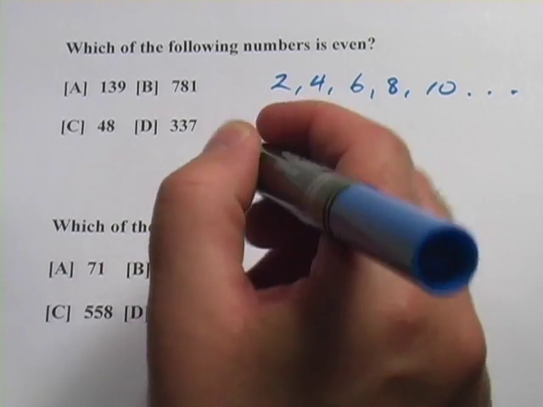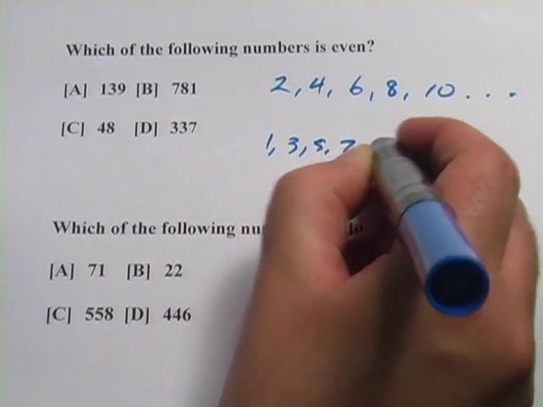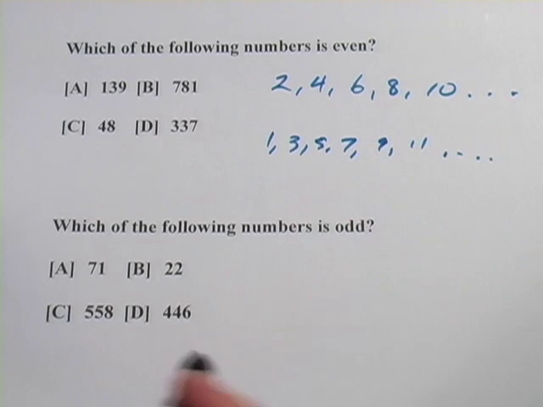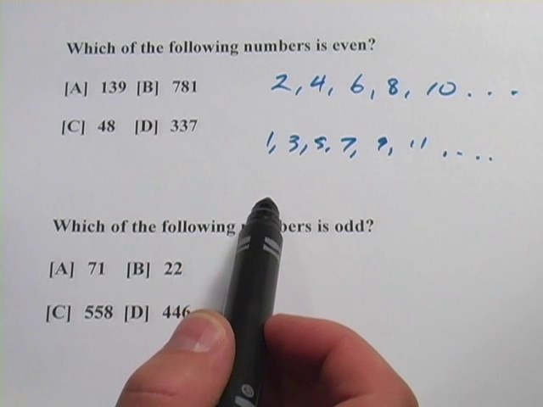The other ones, the odd numbers, are the ones that are 1, 3, 5, 7, 9, 11, and so forth. You're just skipping every other one. These are even, these are odd. I'm sure you've run into that before.